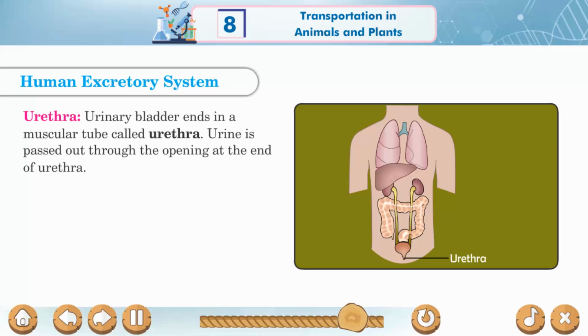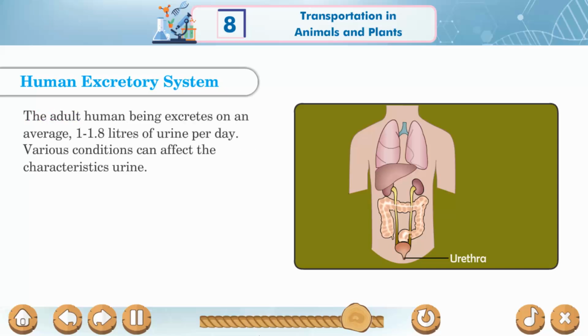Urethra. Urinary bladder ends in a muscular tube called urethra. Urine is passed out through the opening at the end of urethra. The adult human being excretes on an average 1 to 1.8 liters of urine per day.